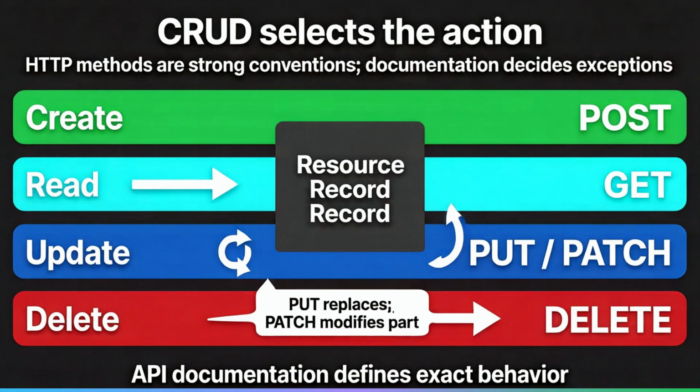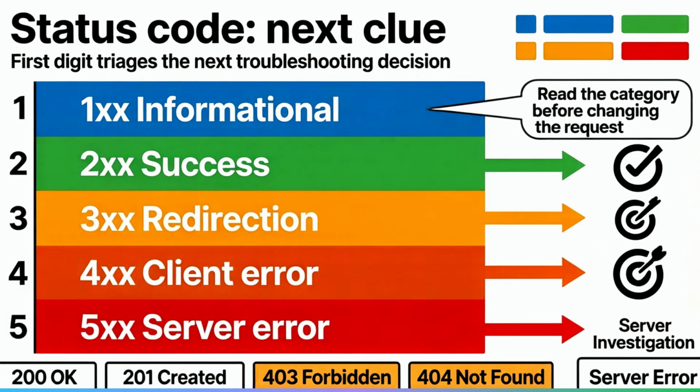The response status tells us what happened next. Its first digit is the fast triage signal. 1XX informational, 2XX success, 3XX redirection, 4XX client error, and 5XX server error. Know the landmarks. 200 OK means success. 201 Created confirms a new resource. 403 Forbidden points to permission. 404 Not Found points to the target. And 500 Internal Server Error means the server could not complete an apparently valid request.